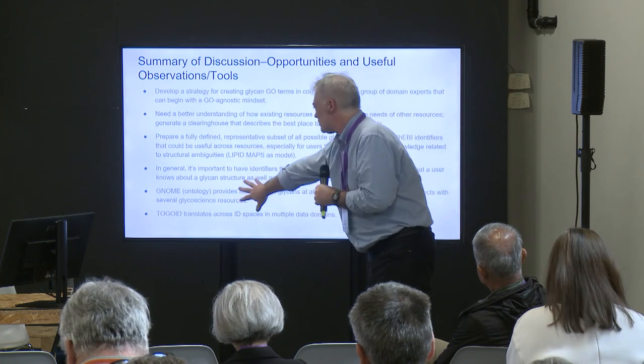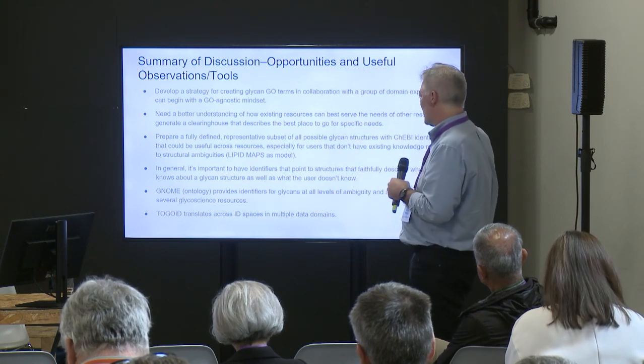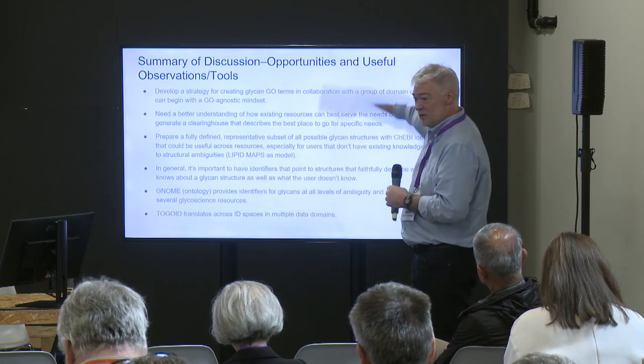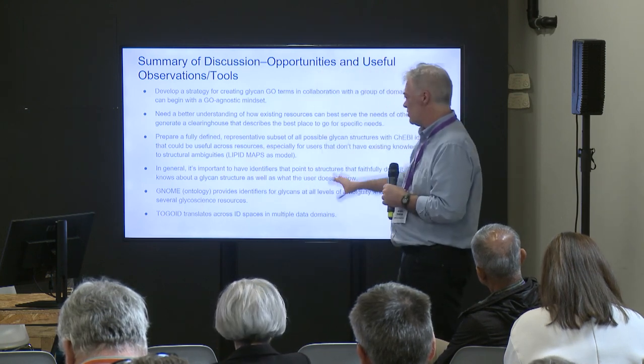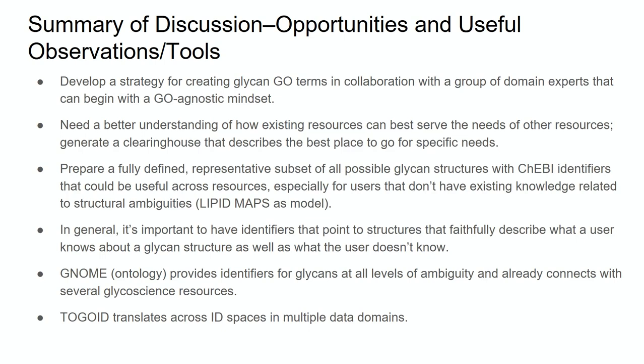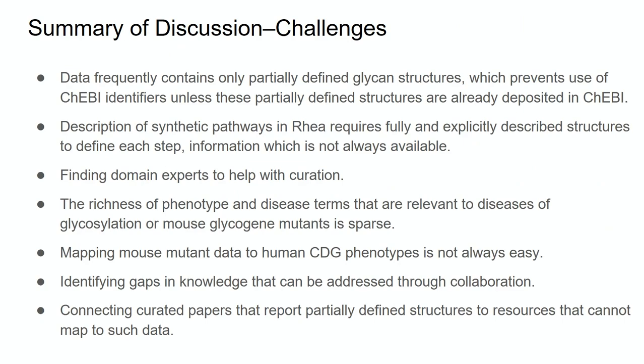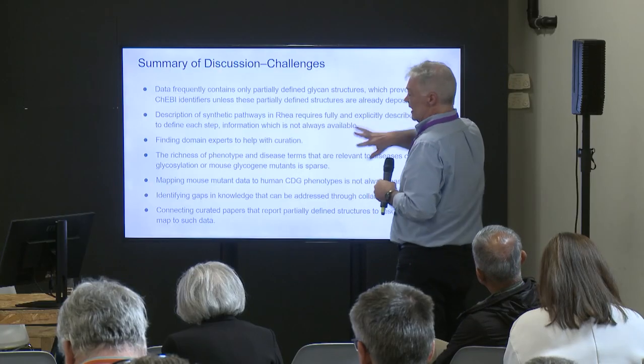Some tools that are useful: GNOME provides identifiers for glycans at all levels of ambiguity and already connects with some resources. So GNOME, we've heard about GNOME before. ToGo ID translates across ID spaces and multiple data domains, not just in glycosciences. So those are some opportunities and tools we talked about.